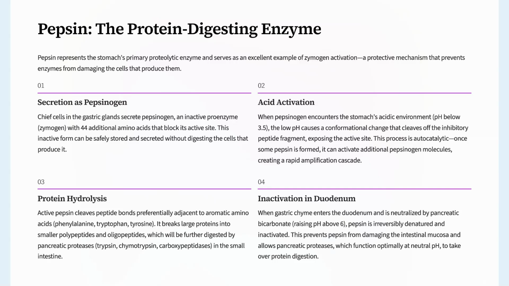Pepsin is the stomach's primary protein-digesting enzyme. It is secreted as an inactive precursor called pepsinogen by chief cells in the gastric glands. When pepsinogen encounters the acidic environment of the stomach, it converts to active pepsin. Pepsin then breaks down proteins through hydrolysis, cleaving peptide bonds to create smaller peptides. When chyme enters the duodenum, the higher pH inactivates pepsin, preventing damage to the intestinal lining.